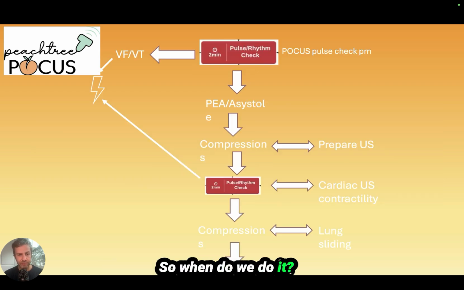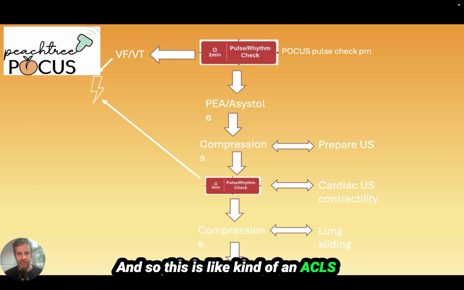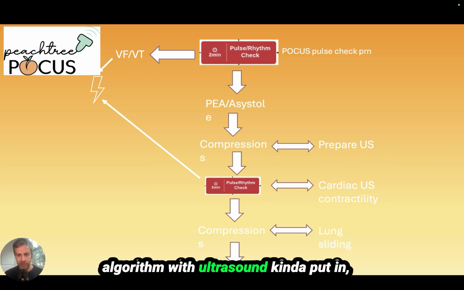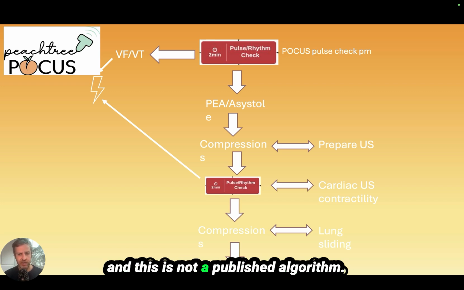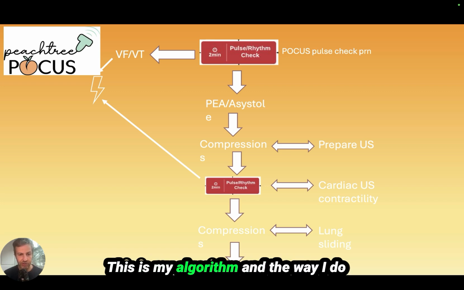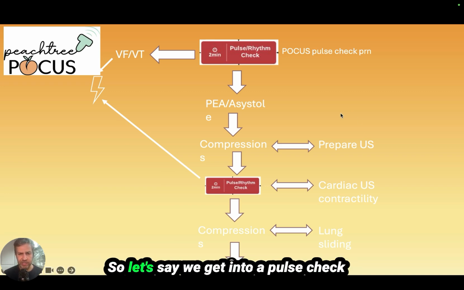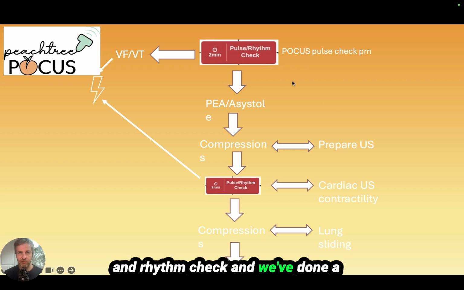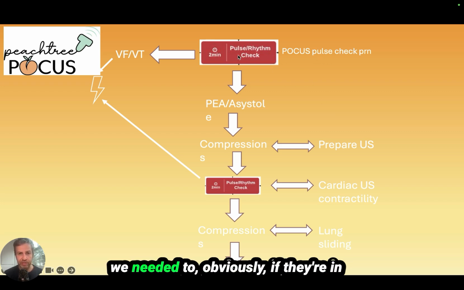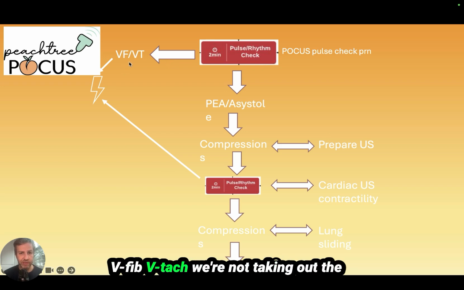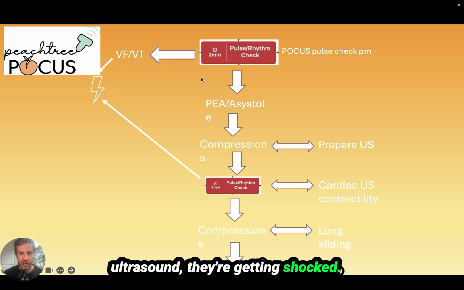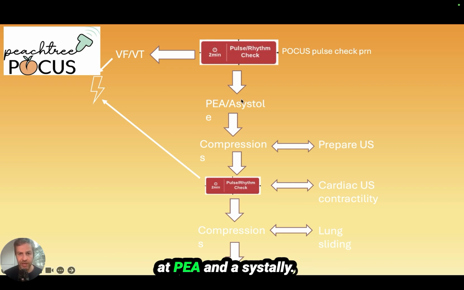So when do we do it? This is kind of an ACLS algorithm with ultrasound put in. This is not a published algorithm. This is my algorithm and the way I do things when I'm running a cardiac arrest. So let's say we get into the pulse check and rhythm check, and we've done a POCUS pulse check if we felt we needed to. Obviously, if they're in VFib or VTach, we're not taking out the ultrasound, they're getting shocked. So we're looking here at PEA and asystole.